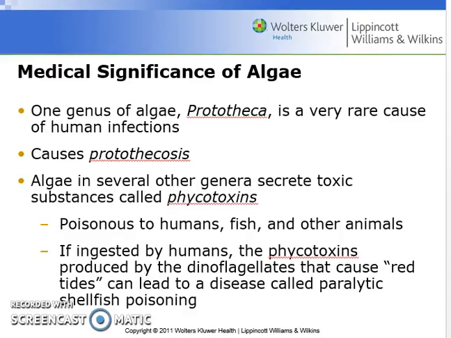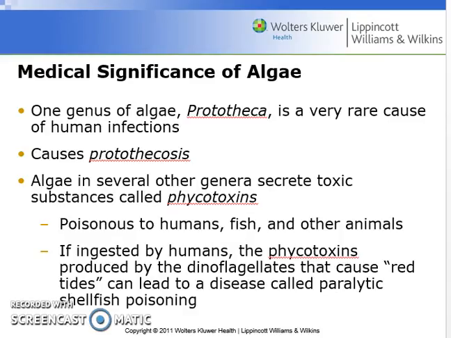So with the phycotoxins, if a human ingests the phycotoxin, this can be very poisonous to them, and it can cause what's called paralytic shellfish poisoning, which can be very, very harmful. The phycotoxins can be produced by organisms that are known as red tides. So you may have seen these somewhere if you travel quite often, especially to aquatic environments.